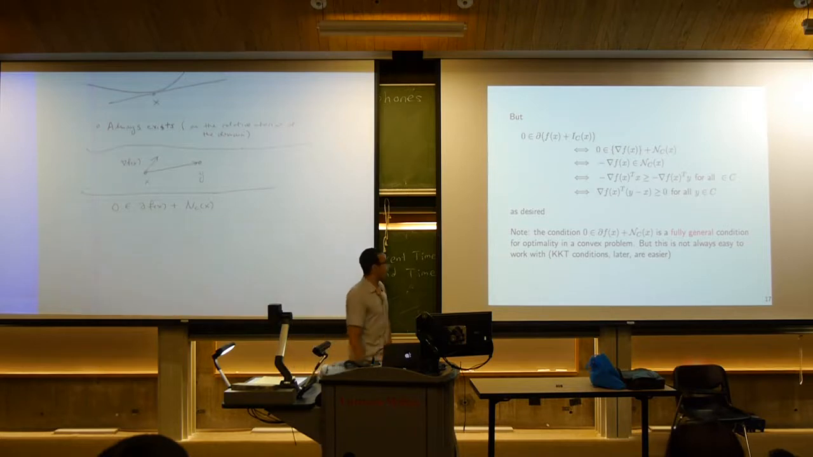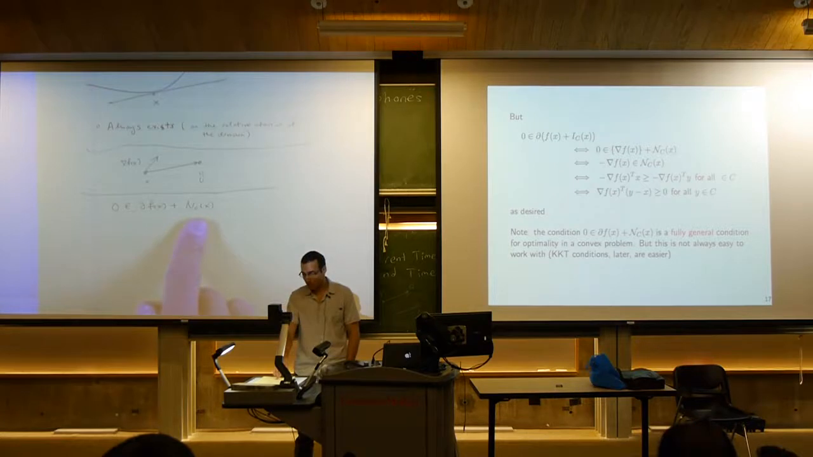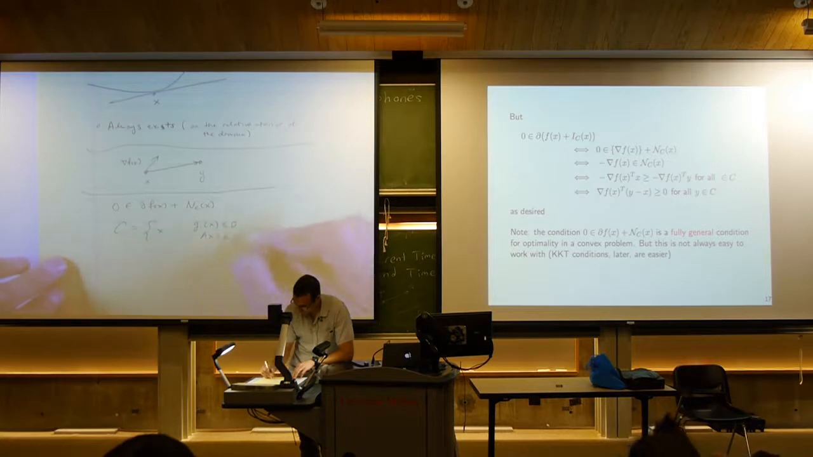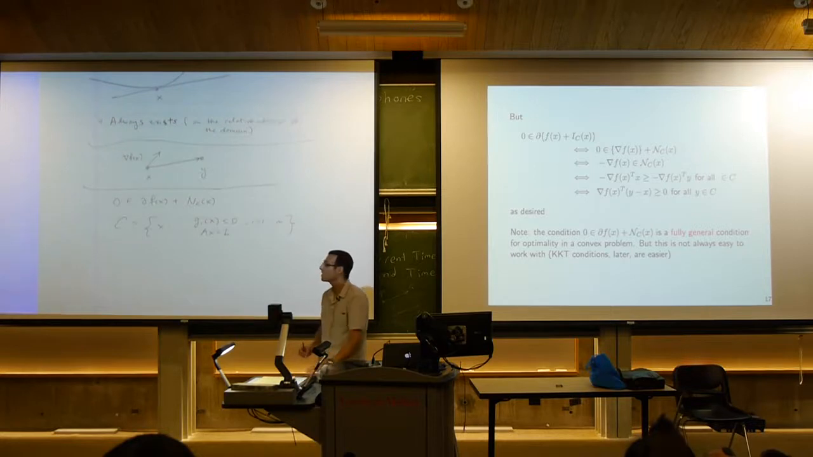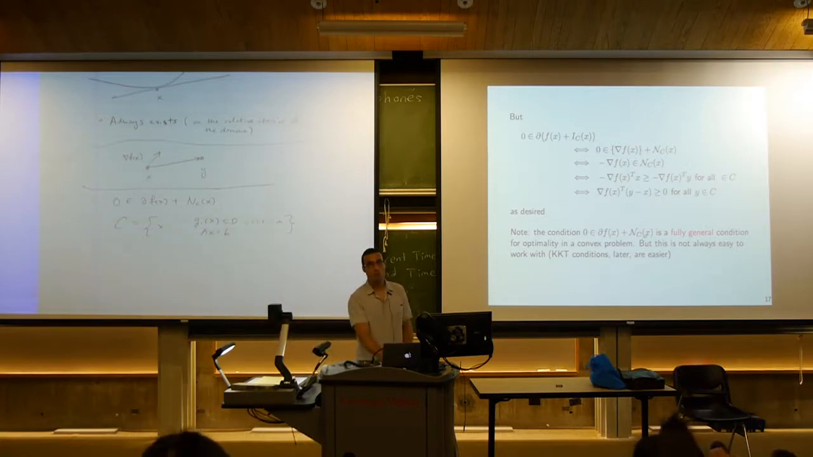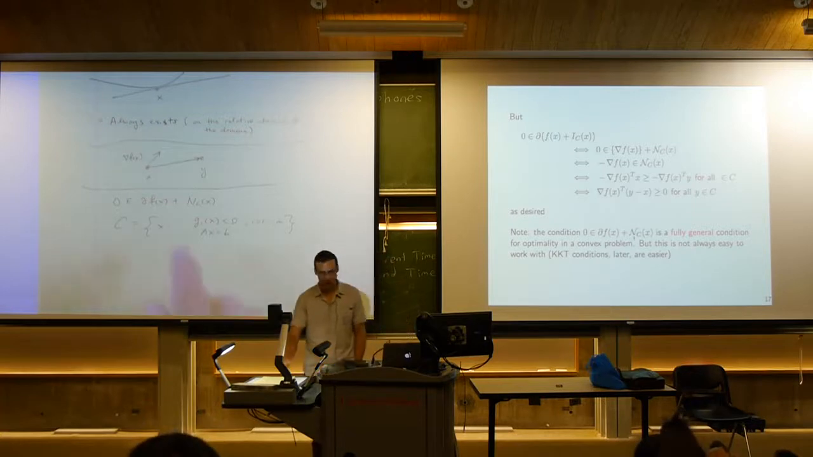Now, it's not very easy to work with this. If you have a C which is a complicated set, which is defined by the set of all x for which I have stuff like this holding, it encapsulates my constraints, then constructing the normal cone to the set C at the point x can be quite complicated. It can be intractable. So this is not necessarily a very useful condition for every convex problem, but it is a necessary and sufficient condition.